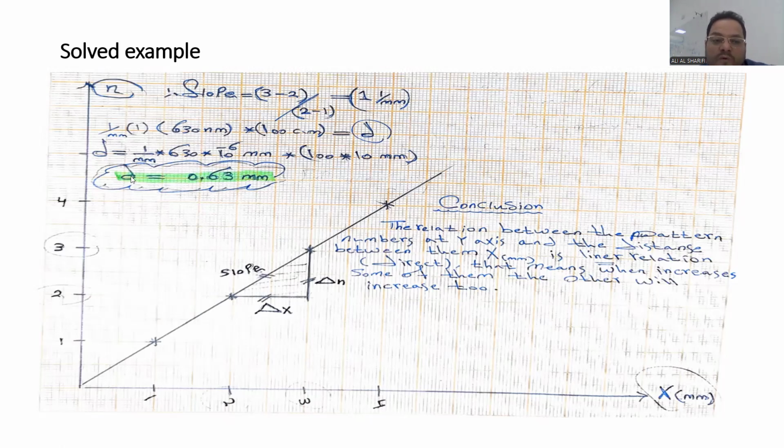The width of this single slit, or the diameter of this tiny wire, is just 0.63 millimeter. Okay, our conclusion: the relation between the pattern number on the y-axis and the distance of these patterns on the x-axis is linear. That means when one of them increases, the other will increase too.